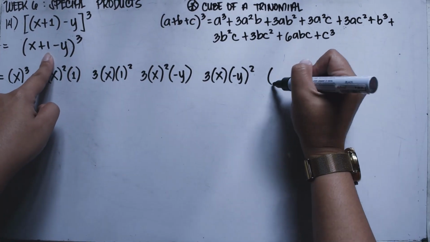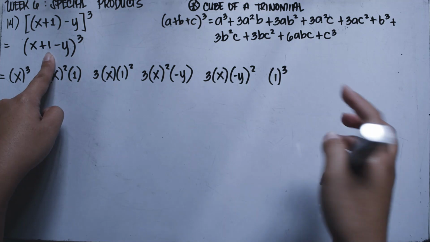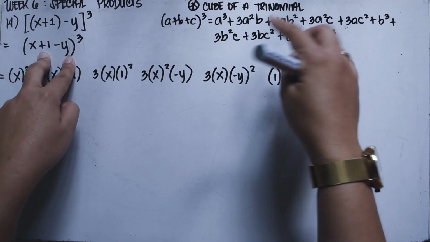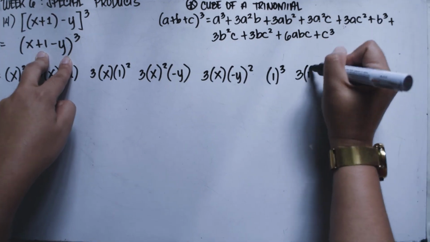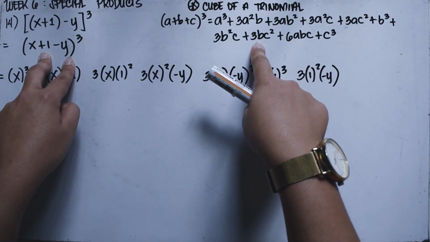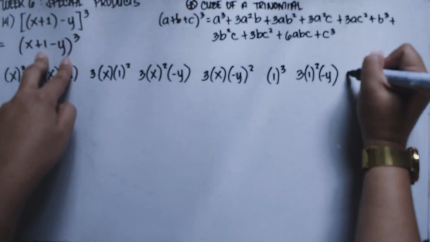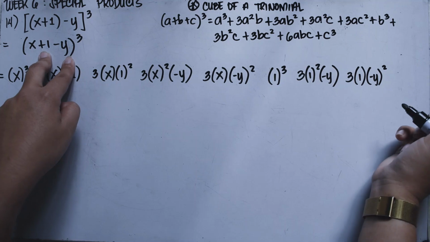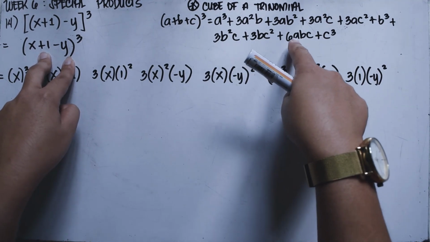Next, b cube daw. So ito si b, cube lang daw natin. Next, dito naman tayo kay b and c. So trace din ng product ng b and c, pero sa una, ang naka-square is ito. So 1 square and then negative y. Next, ito na tayo. Trace din ng product ng dalawa, pero si C naman ang naka-square. So we have 3, 1, negative y square. Nakuha.